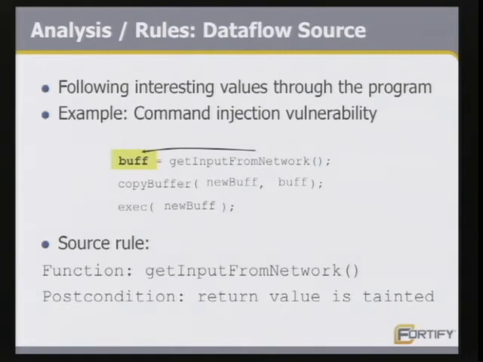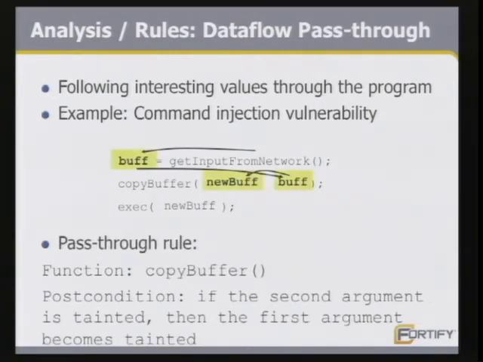Here we have an example of a command injection vulnerability with some made-up function names. So assume that get input from network reads untrusted input. So this is something that the tool needs to identify as a source of untrusted or tainted input. The rule at the bottom says the function we're looking for, and it says the post condition of a call to that function is that the return value is untrusted or tainted.